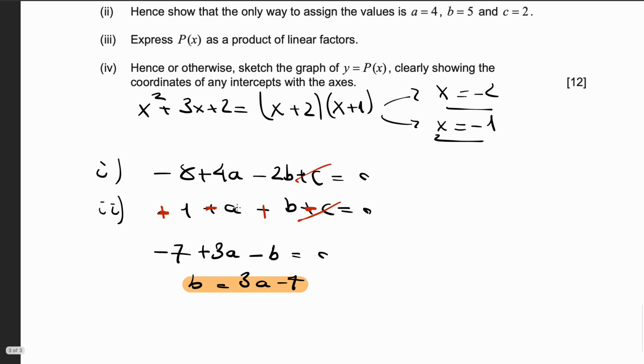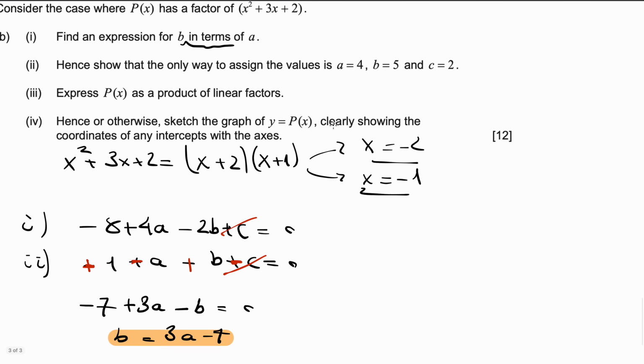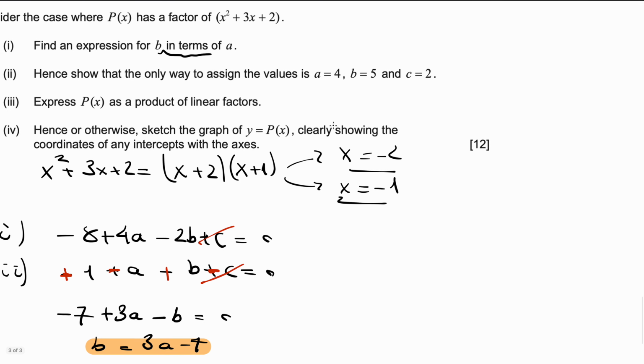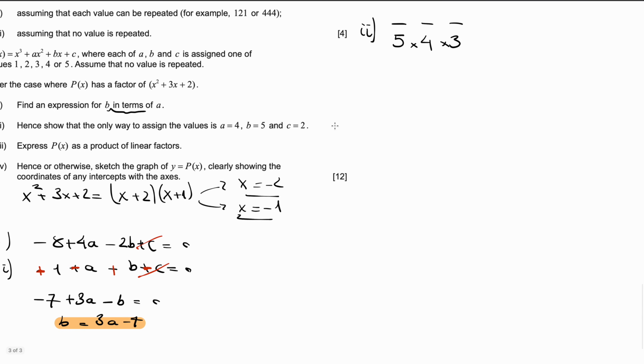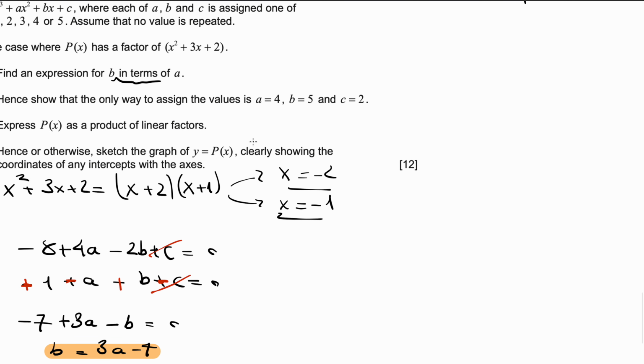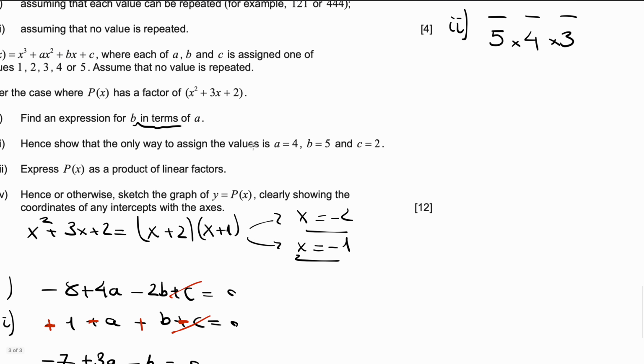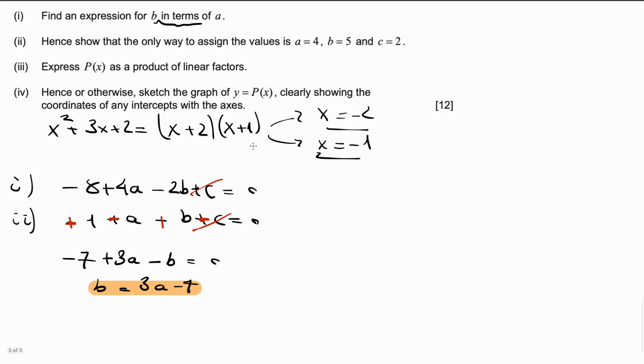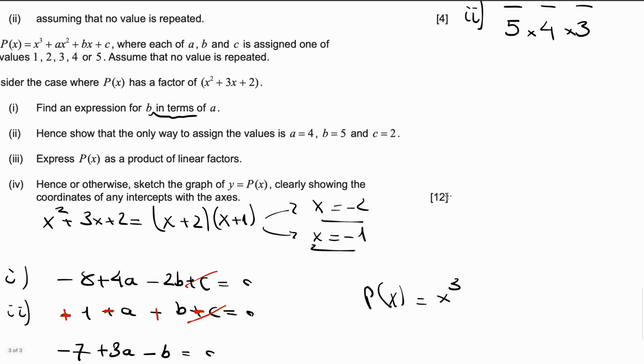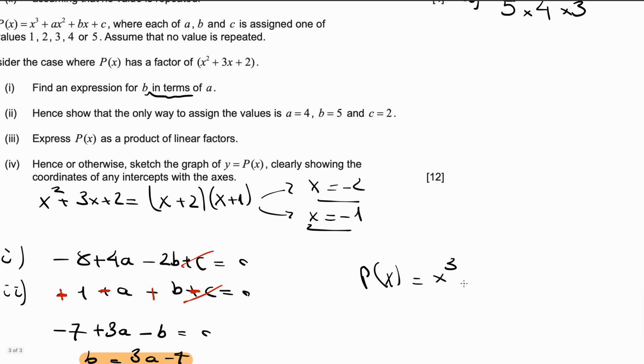Now part 3, express p of x as a product of linear factors. We now know from part 2 that these are our values of a, b, and c. So p of x is equal to x cubed plus 4x squared plus 5x plus 2, just substituting in the values of a, b, and c.